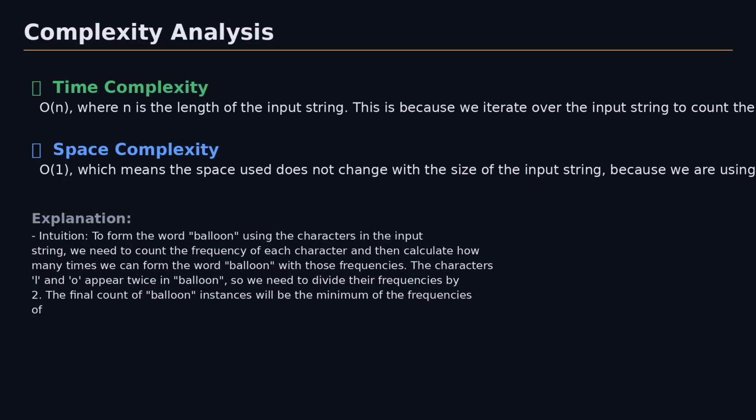Now, let's talk about the time and space complexity of this solution. The time complexity is O(n), where n is the length of the input string, because we're iterating over the input string once to count the frequency of each character. The space complexity is O(1), which means the space used does not change with the size of the input string, because we're using a fixed size data structure, the unordered map, to store the frequency of each character.